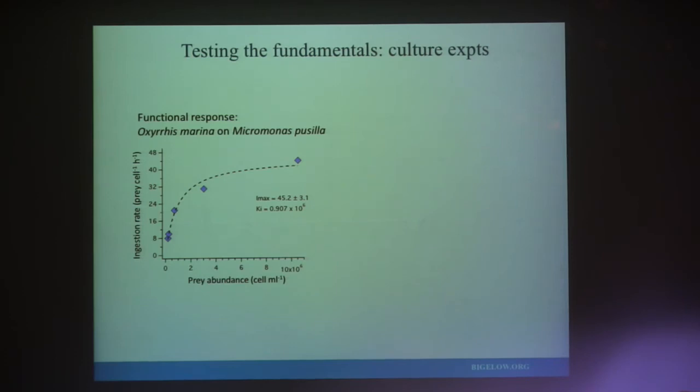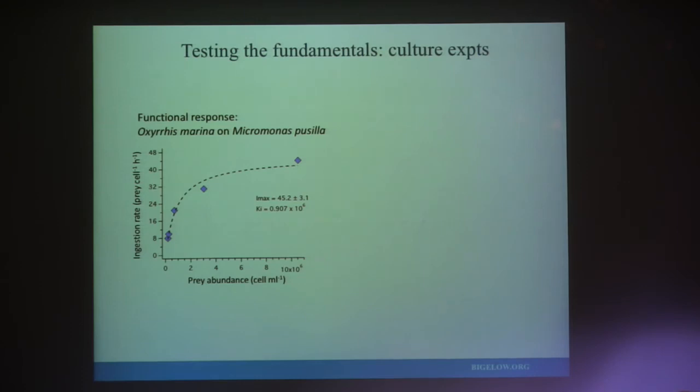commonly used protozoan and pretty unrepresentative, really, of the ocean microzooplankton. But it's easy to grow and it's easy to work with. But it actually turns out that Oxyrrhis has a really, really high saturation level. So in order to get anywhere near that saturation level, you're having to add 10^6 Micromonas per ml, and that water's pretty soupy at that point. These things grow in rock pools on the shore, and they're used to really high concentrations of prey. So it kind of makes sense.